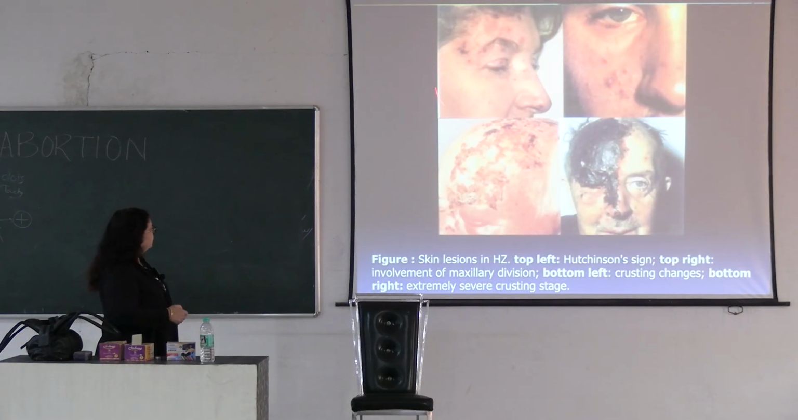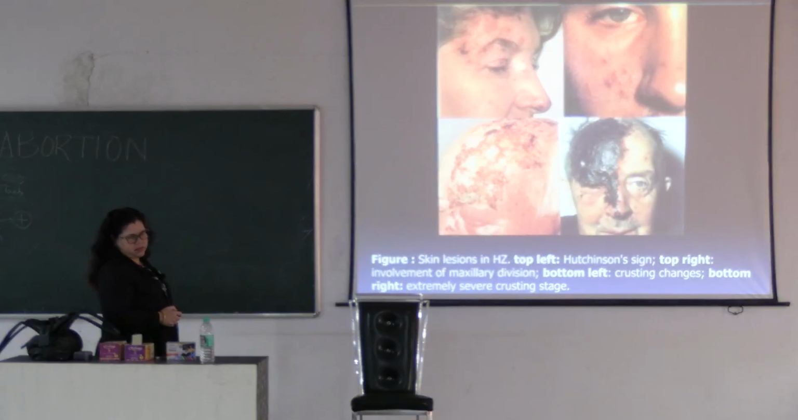These are the processes. Here eruptions, then pustules are formed, then crust formation, and after healing, if involvement is less, then this kind of healing occurs. If more, then blackish hard scarring is present, and it involves only one side, either left or right.